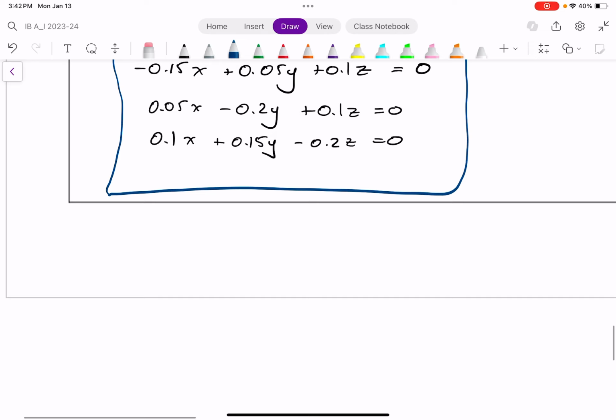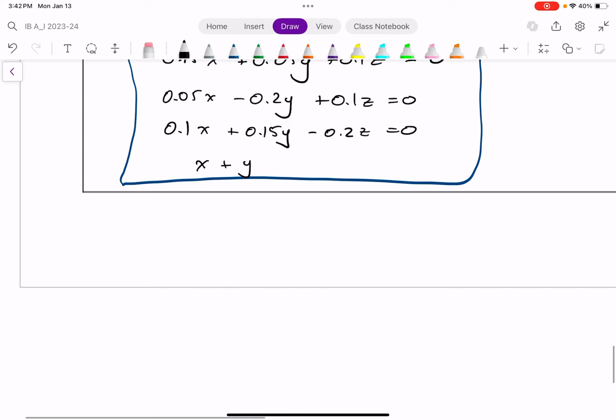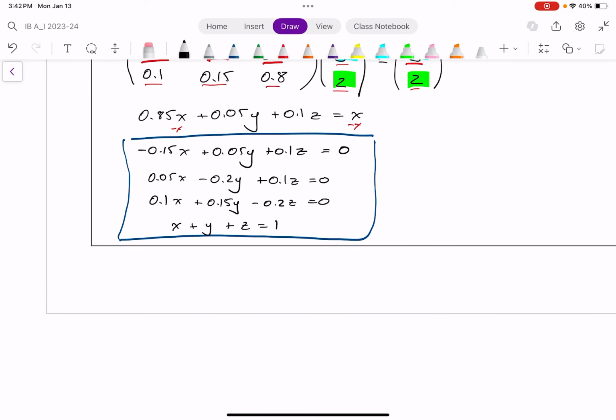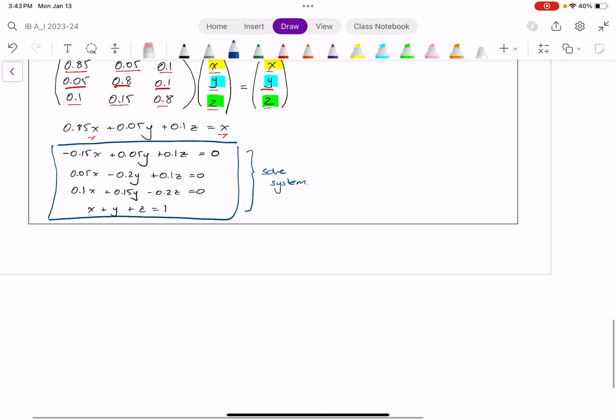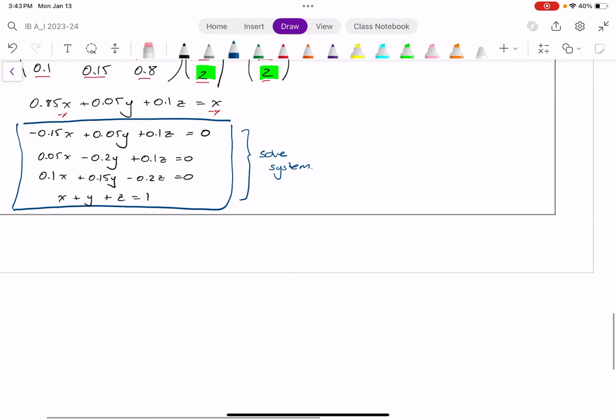Or I can say x plus y plus z must equal 1. I know that. And so now I have 4 equations with 3 variables. I can now solve this pretty quickly by solving a system. GDC is extremely helpful for this, so let's solve the system. Your GDC should be able to do it quite quickly and give you exact values. In this case, we get x equals exactly 10/29, y equals exactly 8/29, and z equals exactly 11/29.